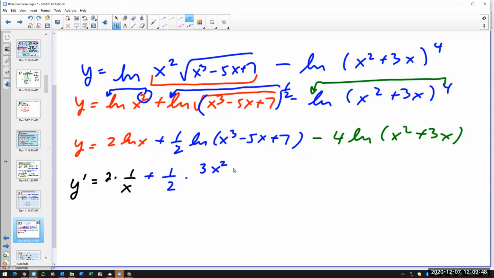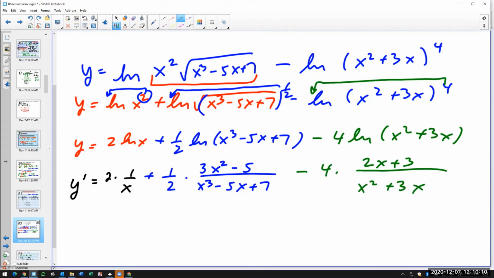3x squared minus 5 all over x cubed minus 5x plus 7. Nice, right? Okay, what's the derivative of -4 ln of u? It's -4 times, what's the derivative of ln of u? 2x plus 3 all over x squared plus 3x, okay?